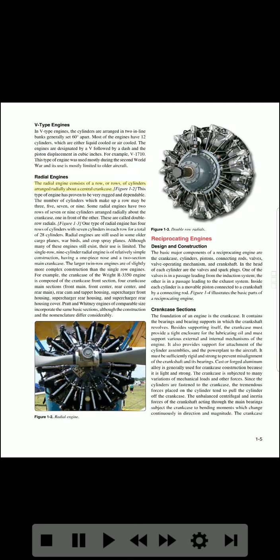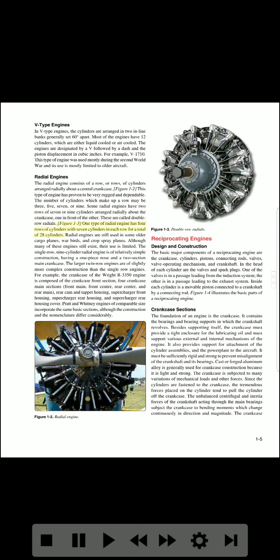The radial engine consists of a row, or rows, of cylinders arranged radially about a central crankcase. Figure 1-2. This type of engine has proven to be very rugged and dependable. The number of cylinders which make up a row may be 3, 5, 7, or 9. Some radial engines have 2 rows of 7 or 9 cylinders arranged radially about the crankcase, one in front of the other. These are called double-row radials.